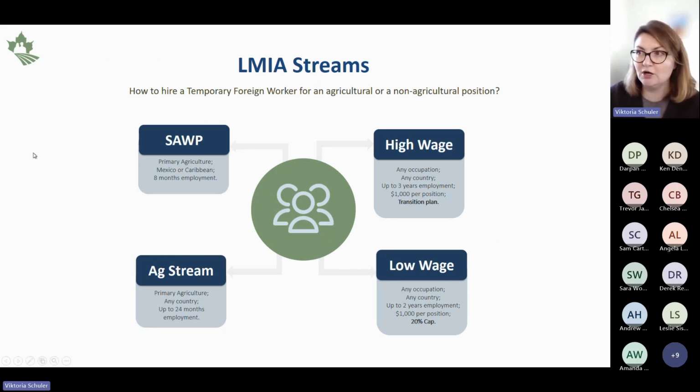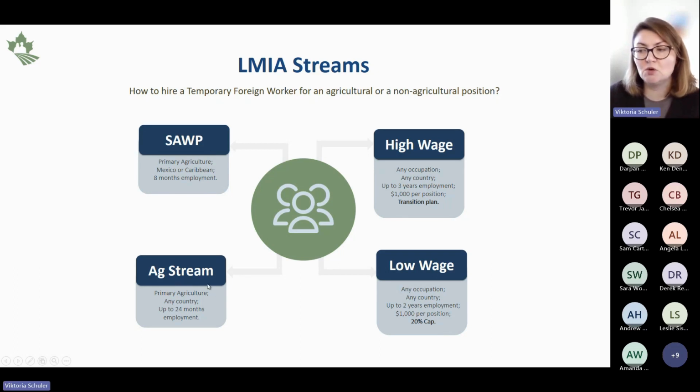And that's when I started talking about the streams. So basically, for agricultural or non-primary agricultural positions, there are 4 streams how a temporary foreign worker can be hired. First is SOAP, which is Seasonal Agricultural Worker Program. It is for primary agriculture only, and you can hire workers from Mexico or Caribbean countries for 8 months of employment. I will explain more in detail about each stream and comparison of those streams.